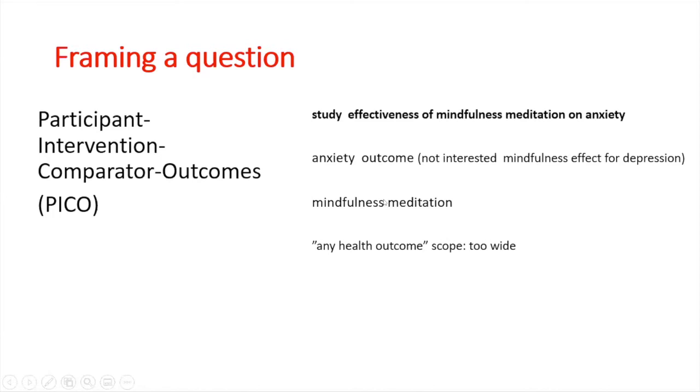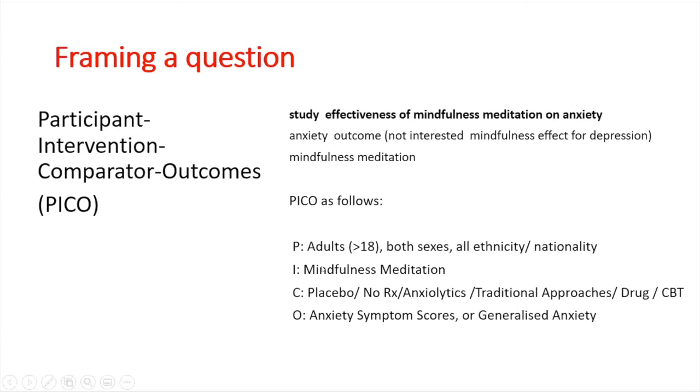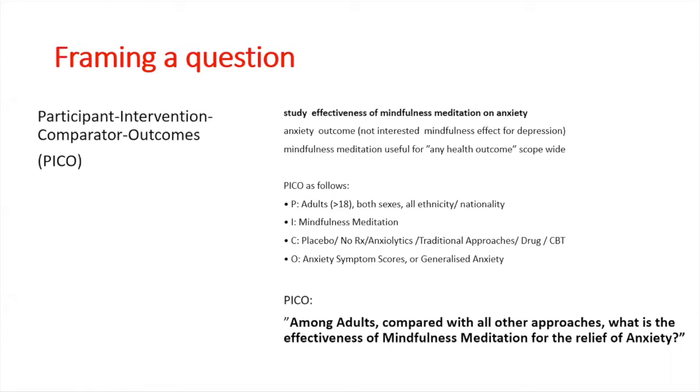Okay, so PICO states that we're going to use adults. Okay, there's no barring in terms of sex or nationality. Intervention is mindfulness meditation. We're going to compare it to all methods known, such as placebo, no treatment, anxiolytics, traditional approaches, drugs, cognitive behavioral therapy. And our outcome measure is either an anxiety symptom score or a generalized anxiety score. Okay, so when we use PICO in this setup, we end up with this question: among adults, compared with all other approaches, what is the effectiveness of mindfulness meditation for the relief of anxiety? And that's how we frame a meta-analysis question using PICO.